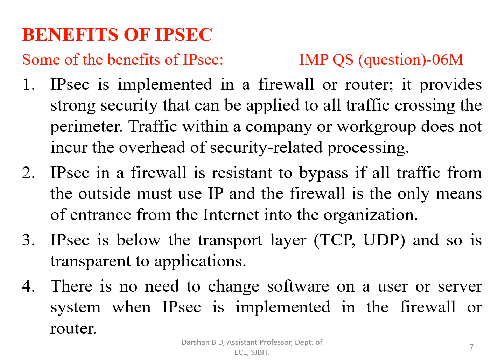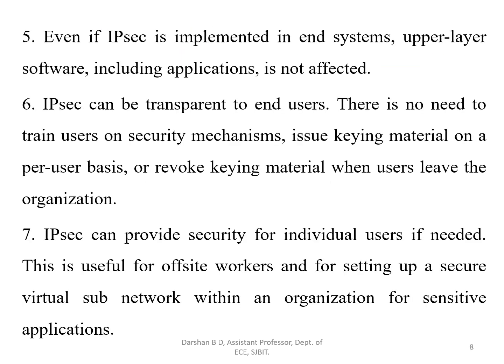Next, IP security is below the transport layer. The transport layers are the Transmission Control Protocol and User Datagram Protocol, so it's transparent to applications also. There is no need to change the software on a user or server system when IP security is implemented in the firewall or router. Even when IP security is implemented in an end system, upper layer software, including the applications, is not affected.